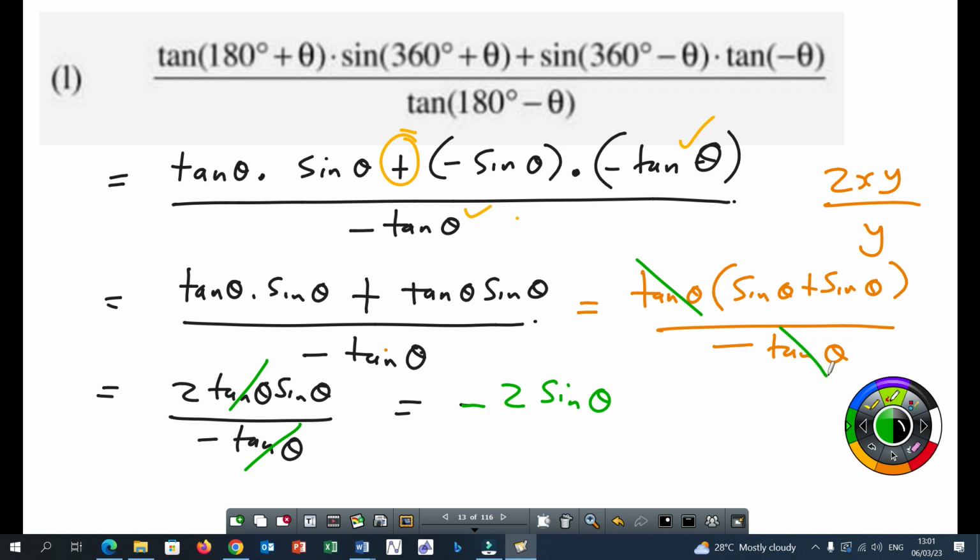Okay, the problem is the algebra. The problem is the algebra. If you can't apply your algebra correctly in trig, you have issues.